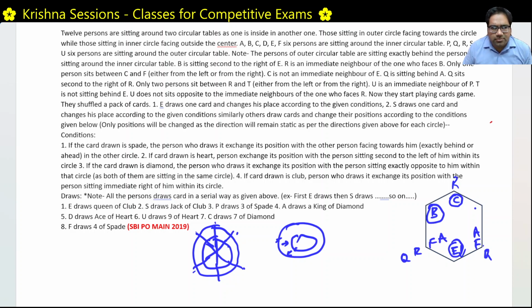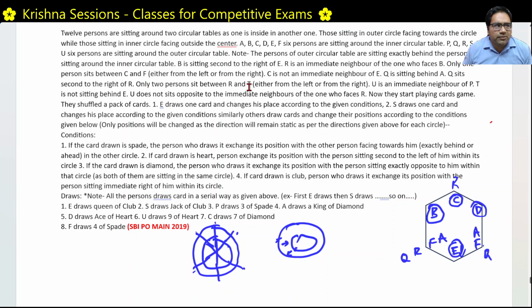That means this has to be D only. Right? D is also fixed. A, F, we don't know. Q, R, we don't know. Q sits second to the right of R. This we had figured out.